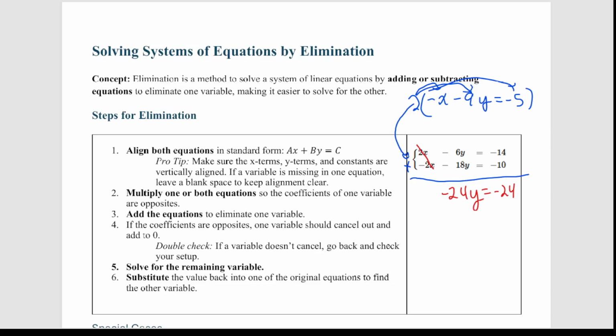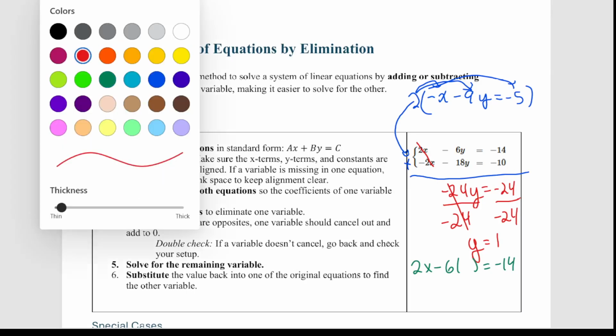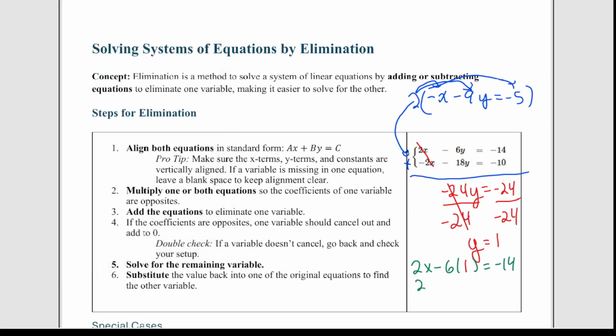Now we just have one more step in order to get y by itself, where you will divide by negative 24. Negative 24 divided by negative 24 is just 1. And then you're going to substitute that value back into one of your two equations to find the remaining variable. So in this case, I'm going to pick the first one. So we'd have 2x minus 6 times y is equal to negative 14. And what is y equal to? It is equal to 1. So I'm going to go ahead and replace everywhere I see a y with a 1. Then we'd be left with 2x minus 6 is equal to negative 14.